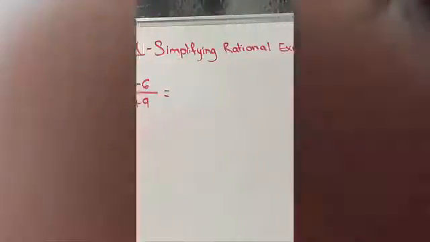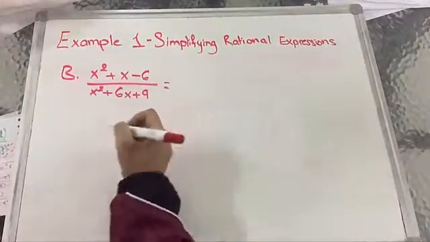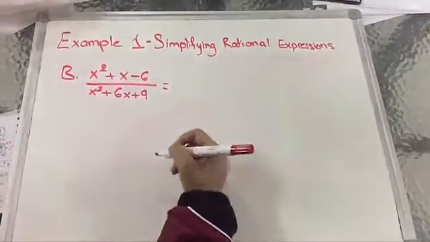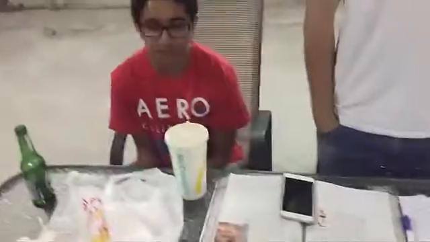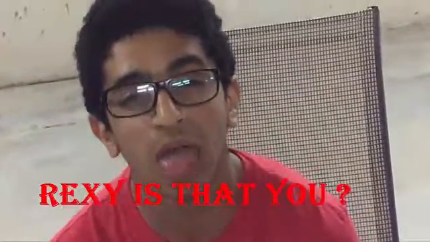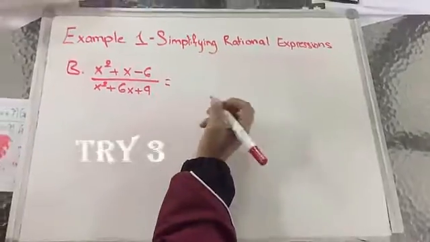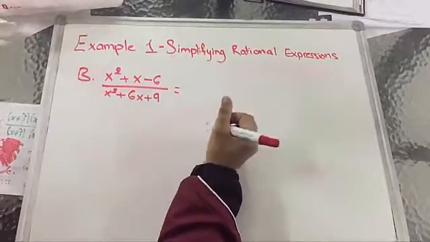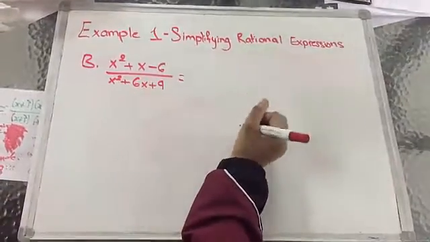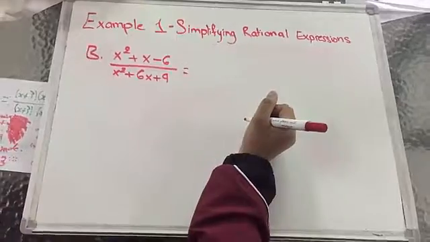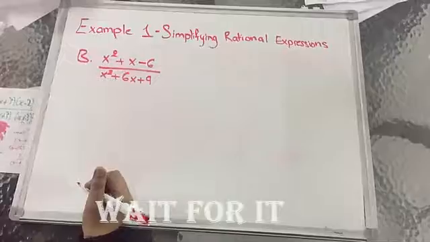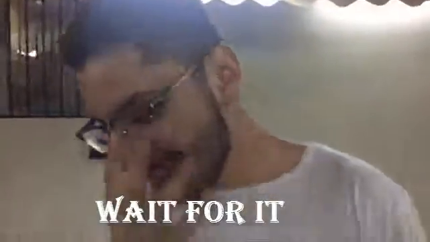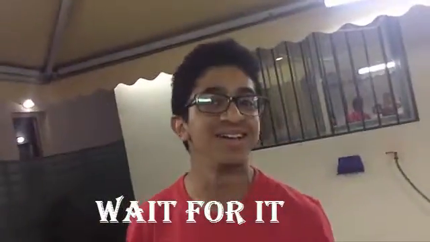Simplifying rational expressions. B. X squared plus x minus 6 over x squared plus. Go slow. In from your nostrils, out from your mouth. Stop shooting it! You just see someone in the back like 3, 2, 1.